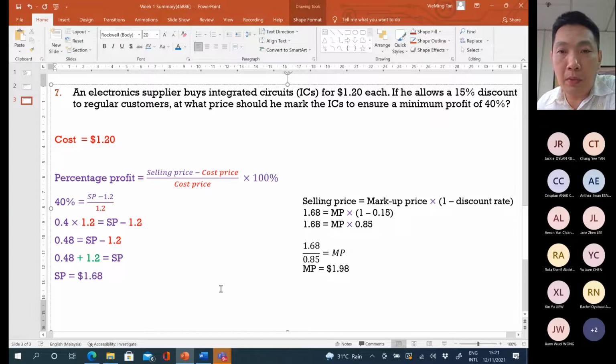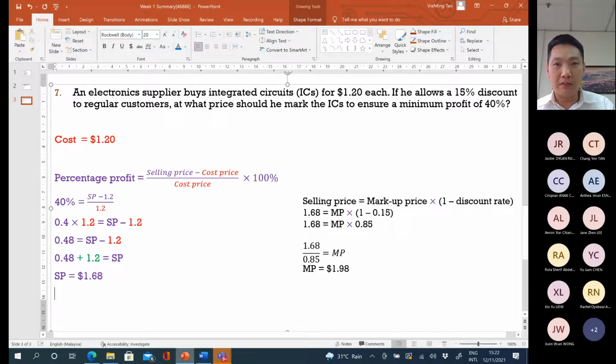So we can use this formula to calculate the markup price. We substitute the selling price $1.68. Discount rate is 15%, means 0.15. Simplify the number on the right hand side first, it is 0.85. Then we move 0.85 to the left hand side and it becomes divide. So the markup price is equal to 1.98. It seems not to involve many steps. Yes, but we need to get the selling price first before we can get the markup price. So that is the challenge for this question.